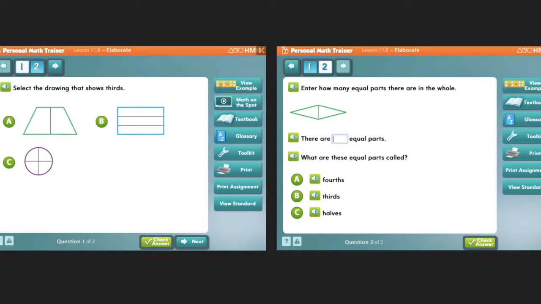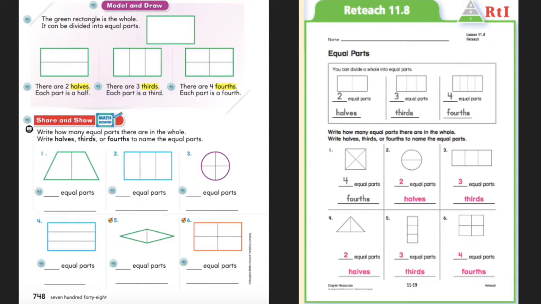Again, when they click check answer, we'll let them know if they're right or if they need to try it again. So after completing those 2 questions, the students will turn to page 748 in their math workbooks to do a quick formative assessment for me. That's what you see on the left here.